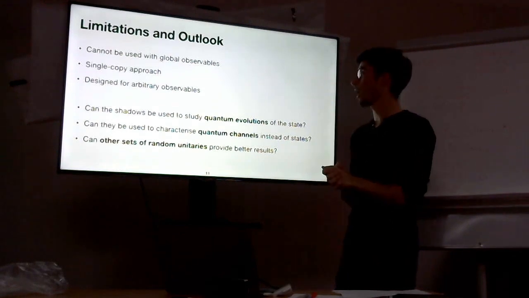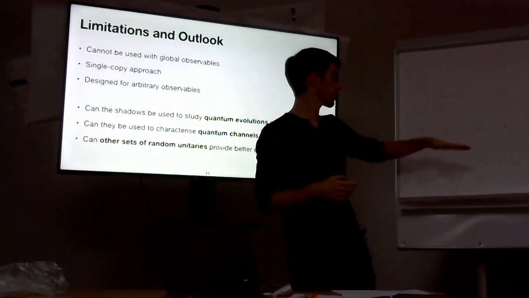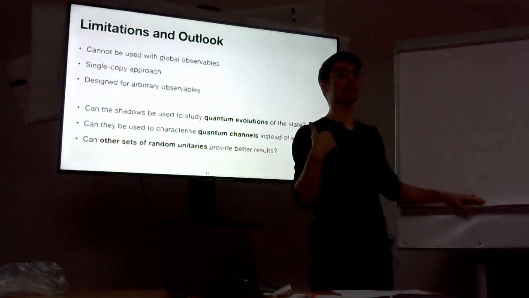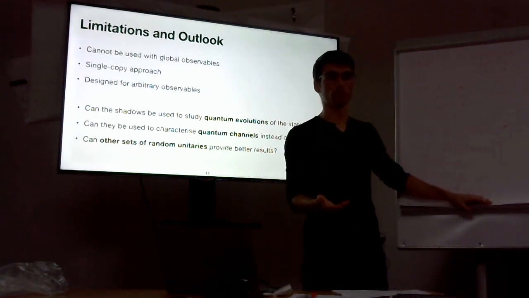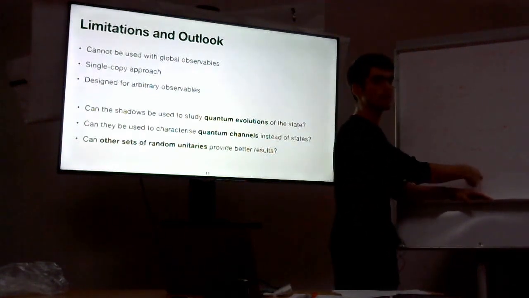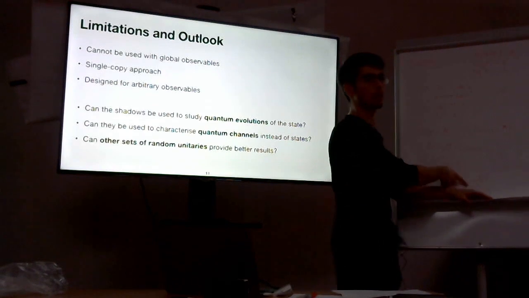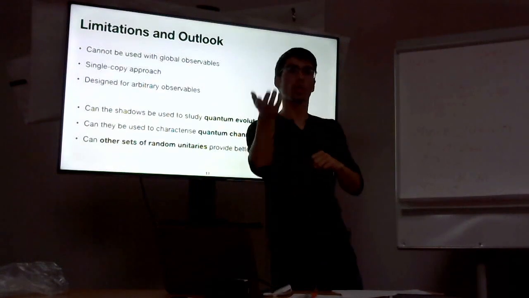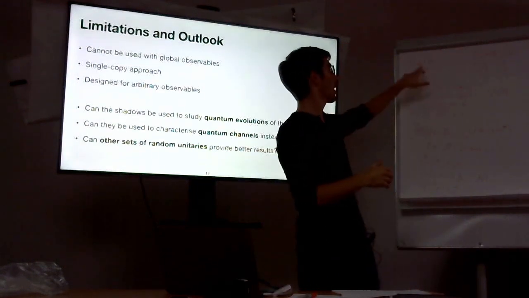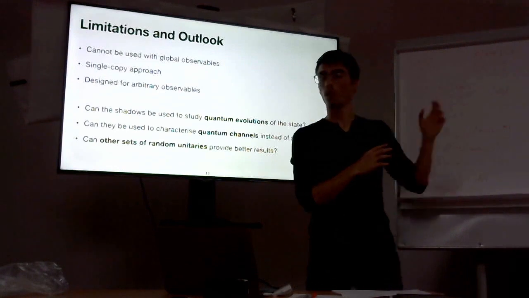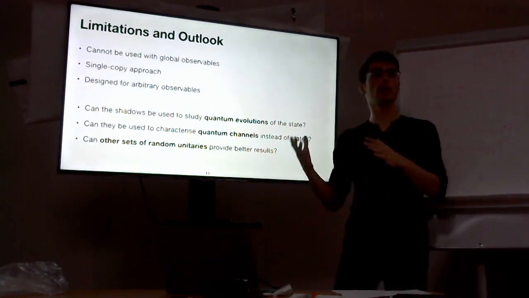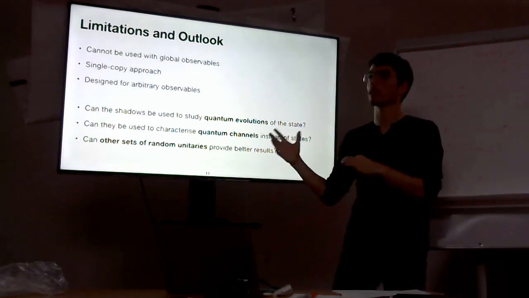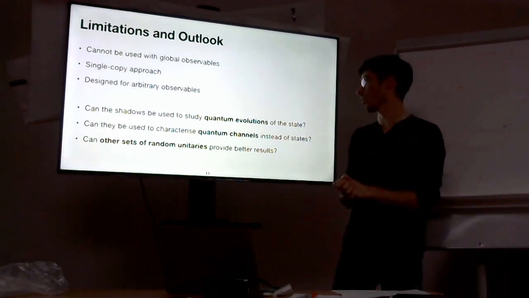For instance, can we use the classical representation of a system to analyze quantum evolutions of those systems? For example, if we evolve each of these classical images of the system separately, can you use those evolved states to estimate observables in the evolved real state? Or can you use these classical shadows to represent a quantum channel instead of a quantum state? That would be another interesting question.